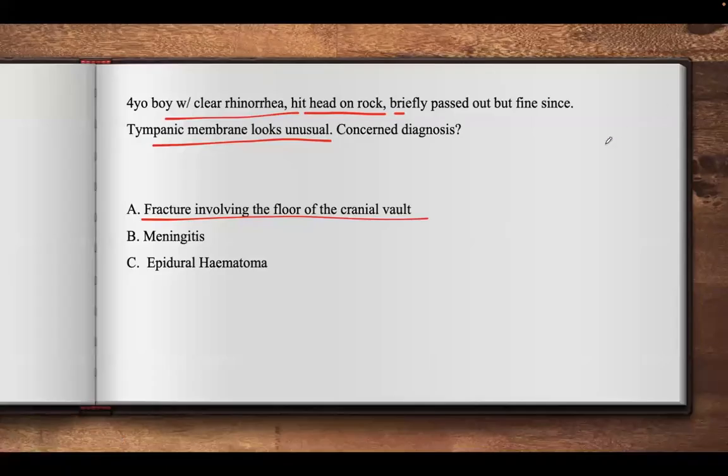It's unusual. Guys, can you please mute your microphones? Thank you.